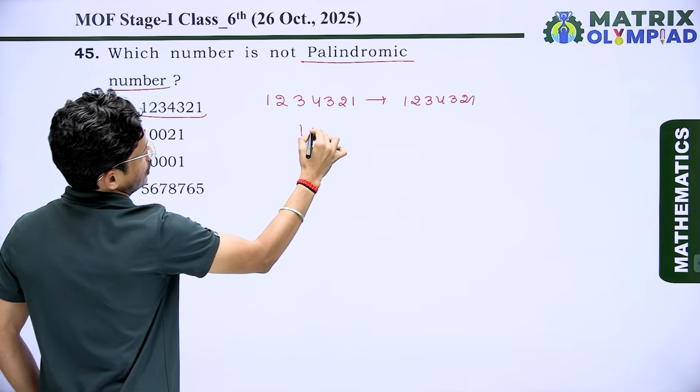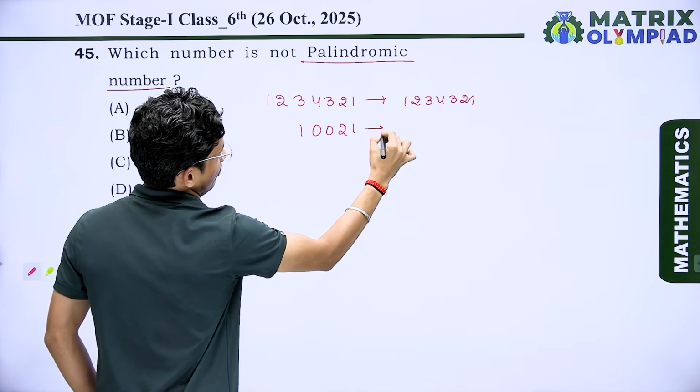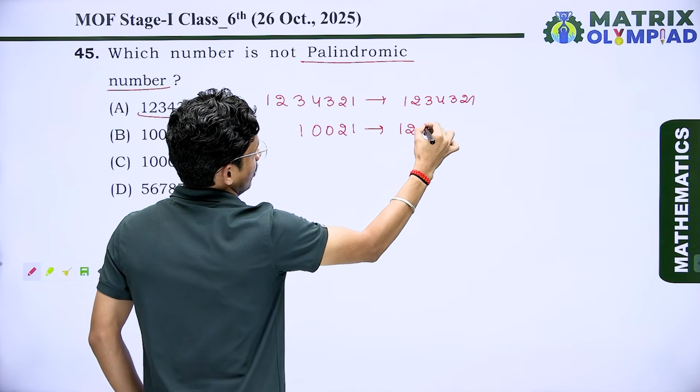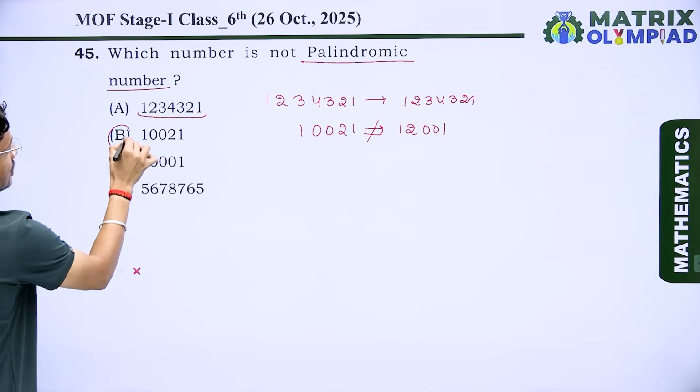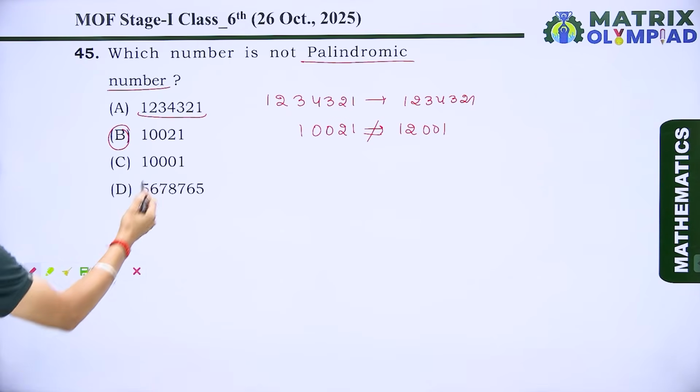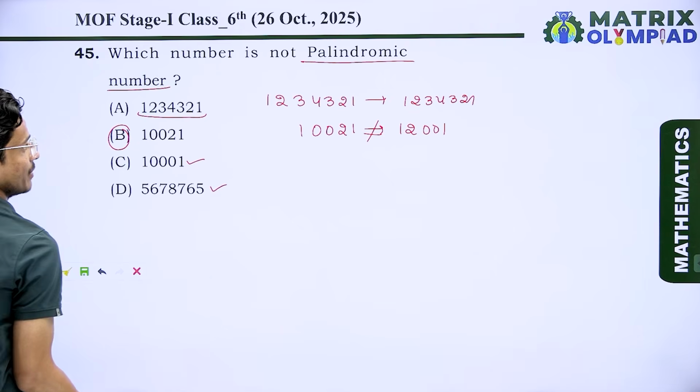Next, 10021. When we reverse the digits, I can write here 12001. Both are not equal. It means option B is not a palindromic number, and this one is also a palindromic number, and this one is also a palindromic number.